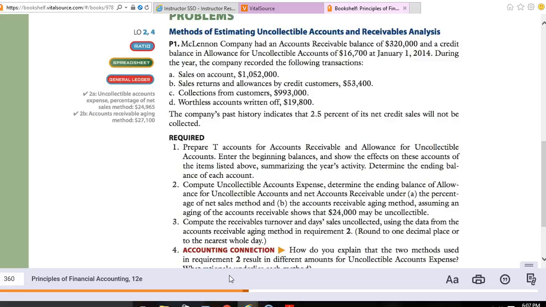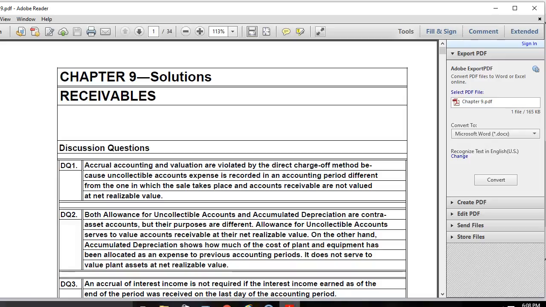So the first step we have to do is to prepare T accounts for accounts receivable and allowance for uncollectible accounts. Enter the beginning balances and show the effects on these accounts of the items listed above, summarizing the year's activity. Determine the ending balance of each account. So the first thing we're going to do is create the T accounts, accounts receivable, allowance for doubtful accounts.